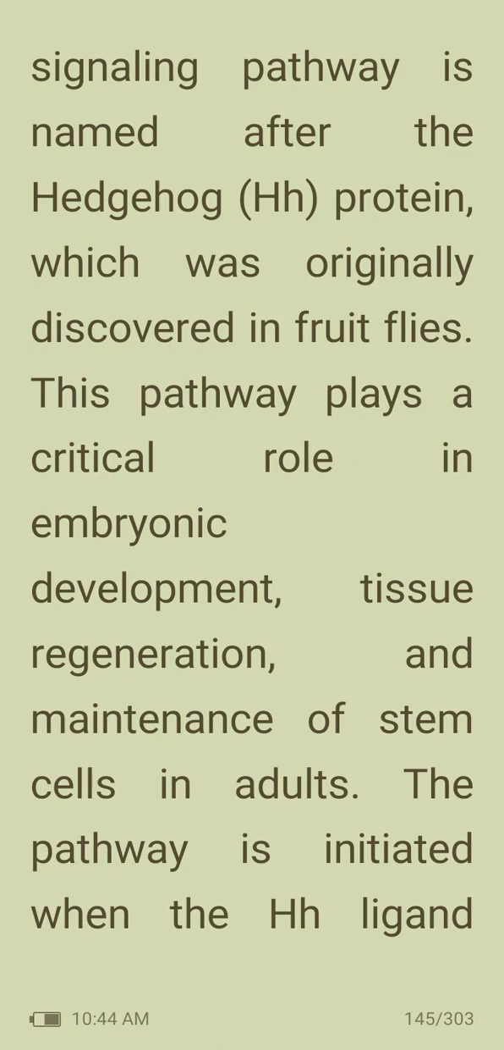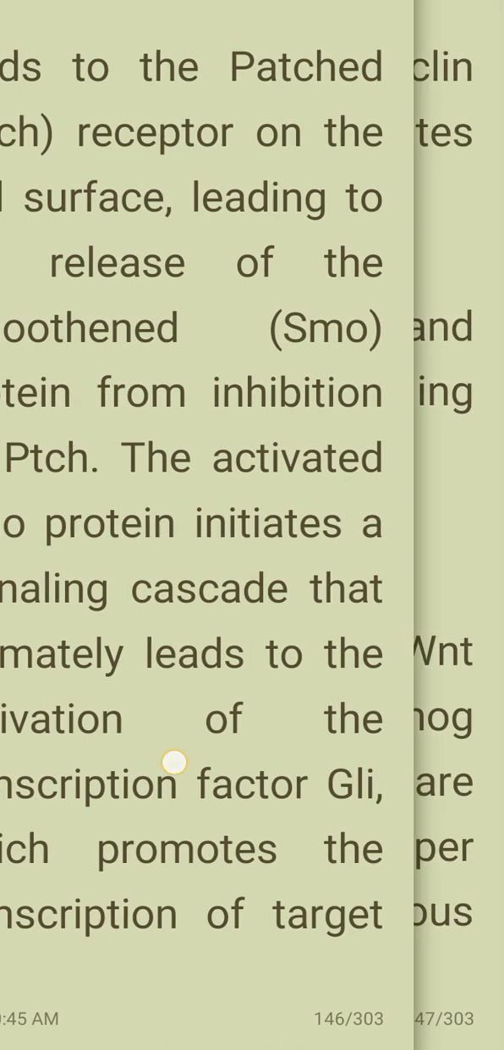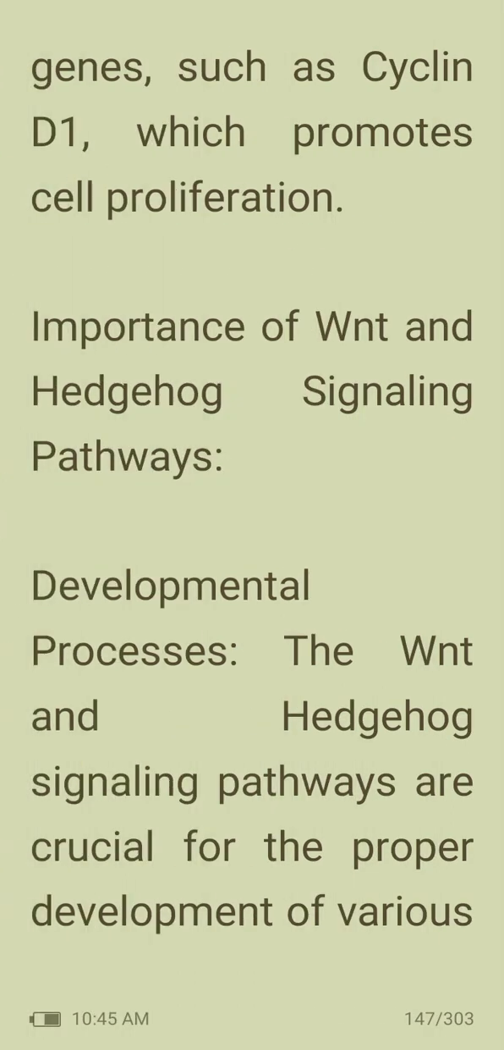The pathway is initiated when the HH ligand binds to the patched receptor on the cell surface, leading to the release of the smoothened protein from inhibition by PTCH. The activated SMO protein initiates a signaling cascade that ultimately leads to the activation of the transcription factor GLI, which promotes the transcription of target genes such as cyclin D1, which promotes cell proliferation.